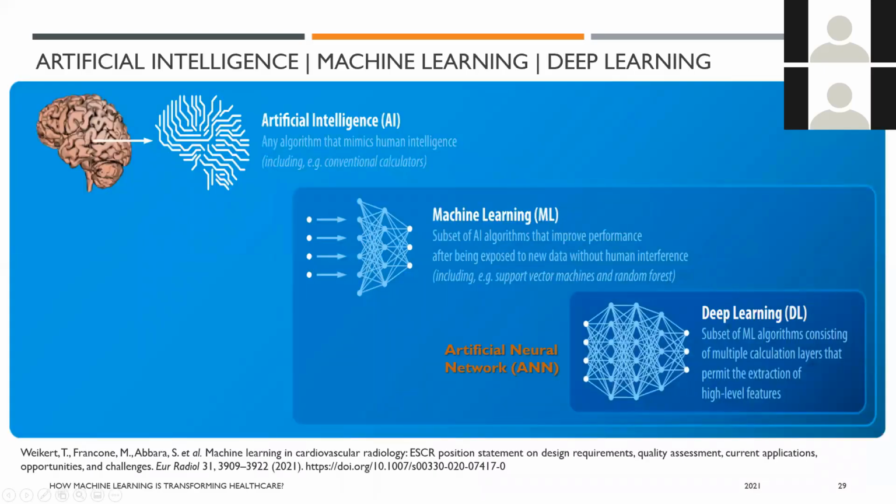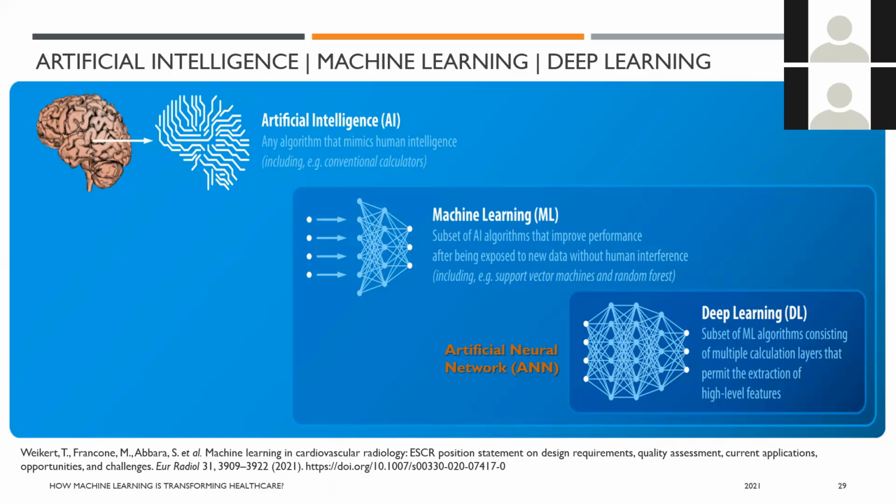To explain the difference between artificial intelligence, machine learning, and deep learning, I'm borrowing an image from the research done on machine learning in cardiovascular radiology. This diagram clearly describes the difference between these three important terms. So artificial intelligence is an umbrella term for all the algorithms that mimic human intelligence, including conventional calculators and rule-based expert systems. The expert systems can take decisions based on given rules, but cannot learn for intelligent decision-making, like machine learning does.